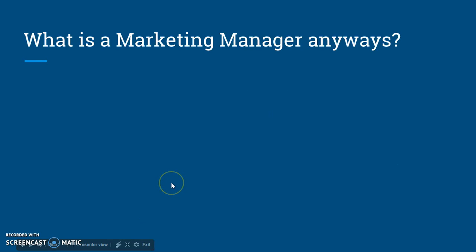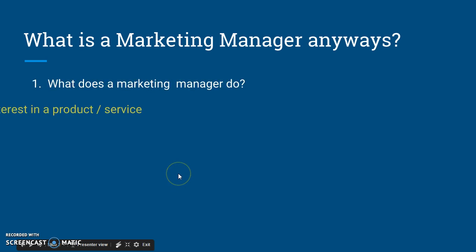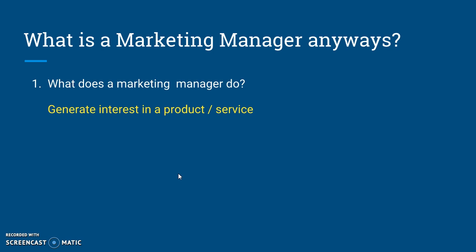All right, before we actually go into any of the 4 P's and the marketing mix itself, let's take a look at what is a marketing manager. What does a marketing manager do? A marketing manager is going to have many different tasks. For example, generate interest in a product or service. Remember, marketing is trying to generate sales, get consumers to purchase products that you are selling.